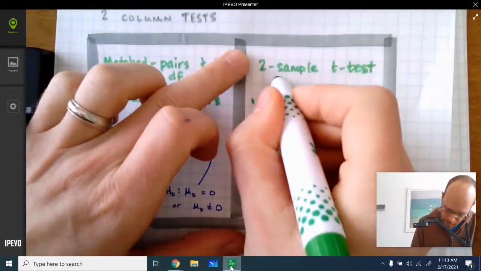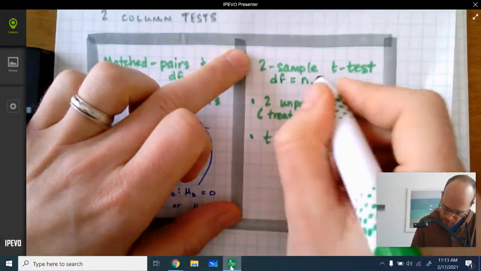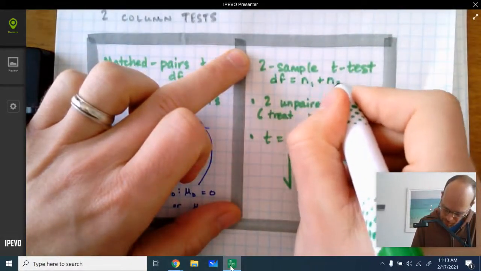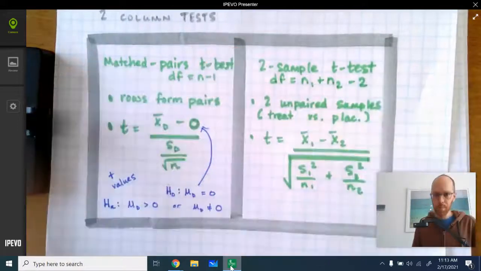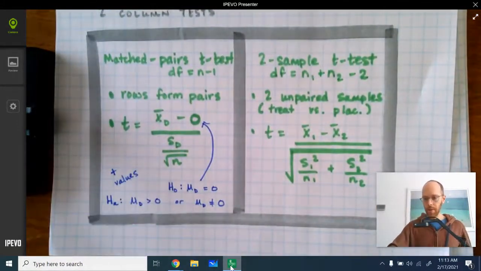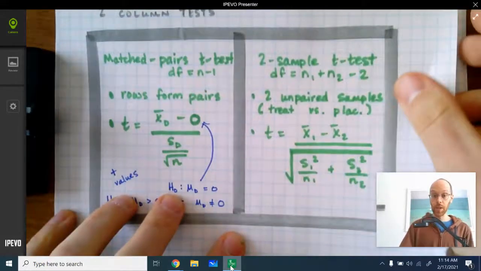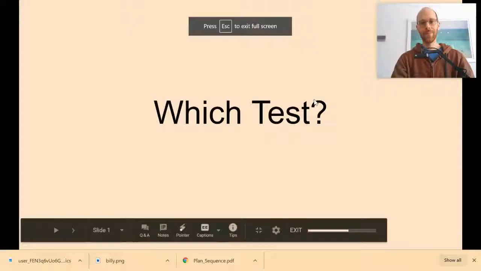And I should note that in this case, your degrees of freedom are going to be different too. It's the number of people in the first sample plus the number of people in the second sample, take away 2. All right, so there's our 4 formulas. I hope you wrote those down. Let's see if we can identify which one to use for a few different cases.